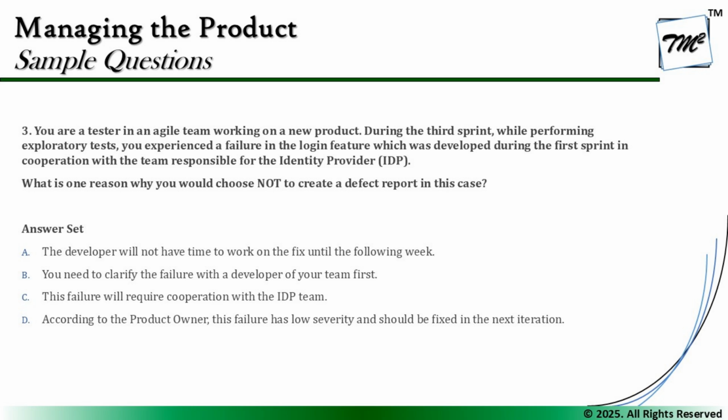Option A says a developer will not have time to work on the fix until the following week. That's not a reason, because if you don't have time to fix till the next week, then it is very important for us to document that information, because without documentation, you can lose grip on that, lose the information, and you would not remember and you cannot track it.